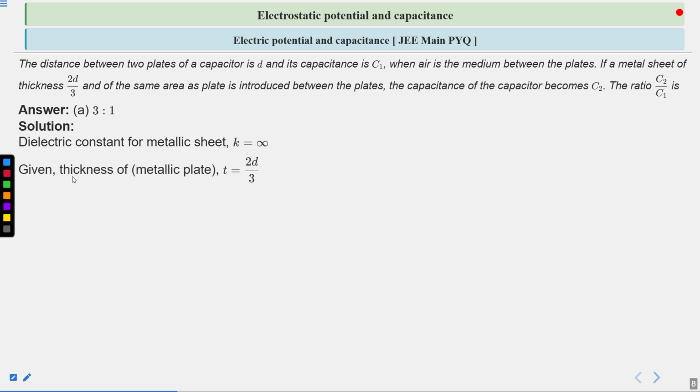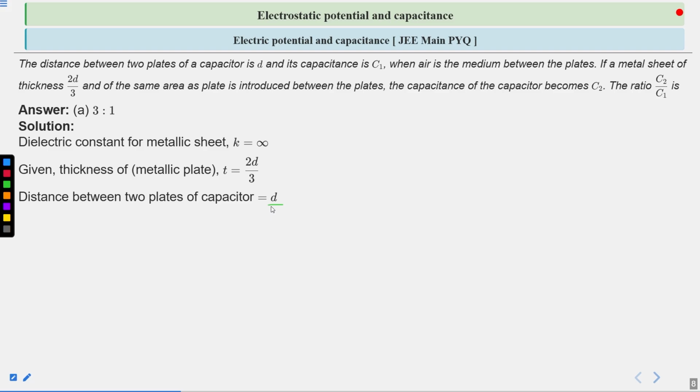So given thickness of the metallic plate t equals 2d by 3, it is also given. The distance between the plates of the capacitor is d. Now we have discussed in our previous lectures that if the thickness of the dielectric material, or any other material that we are inserting between the plates of a capacitor, is less than the separation between the plates of the capacitor, then how can we modify the derivation? That derivation we have done for the dielectric fully inserted between the plates. So how can we modify? We have discussed it in the previous lecture in one of the numericals.